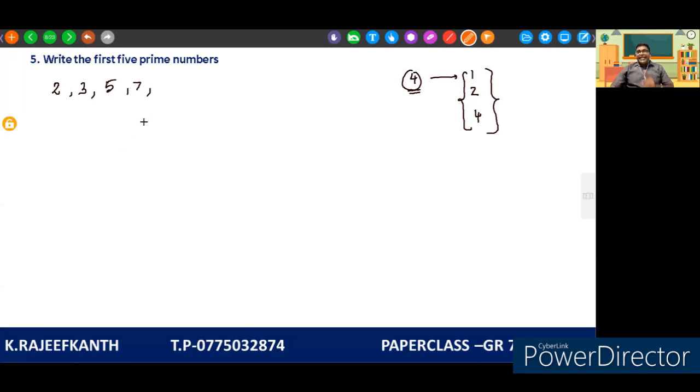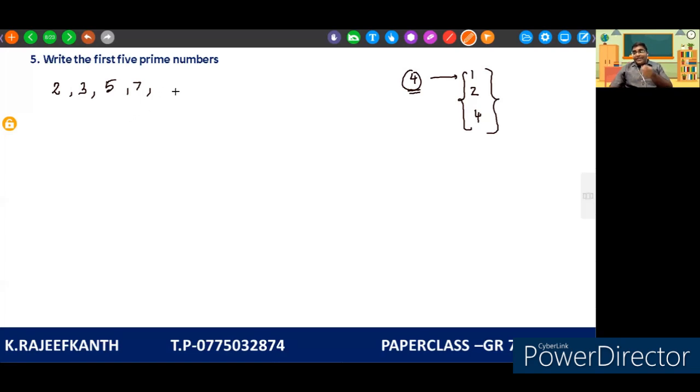Then 8. Only 2 is the even prime number. So we don't need to check other even numbers. Here 2 is the only even prime number. Right? So we don't need to check any other even numbers because those are not prime numbers. The other even numbers, we call composite numbers. Right? Here, except 2, other even numbers are composite numbers. Those are not prime numbers because they have more than 2 factors. So no need to check 8.